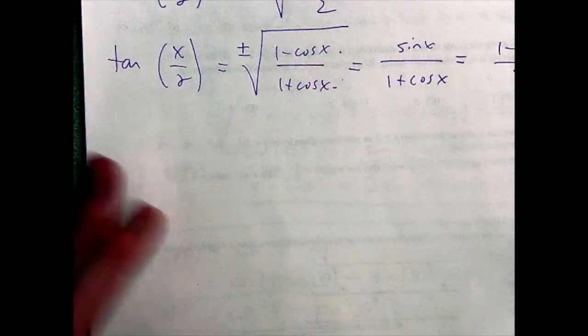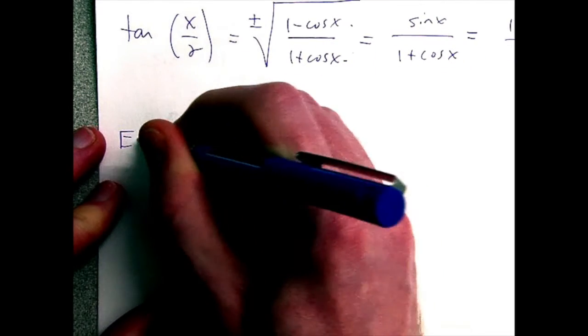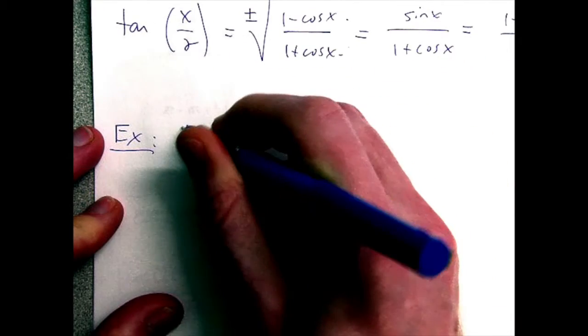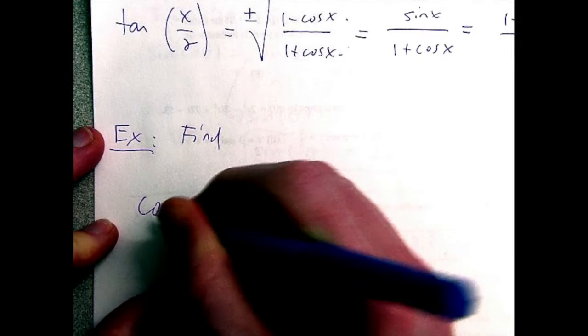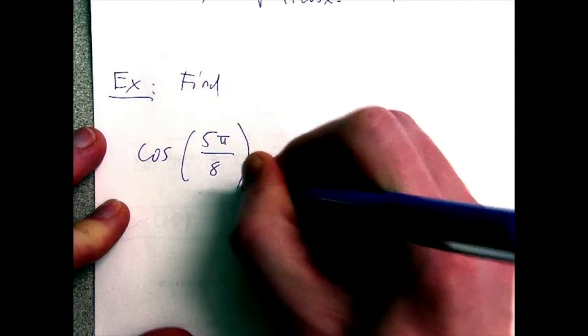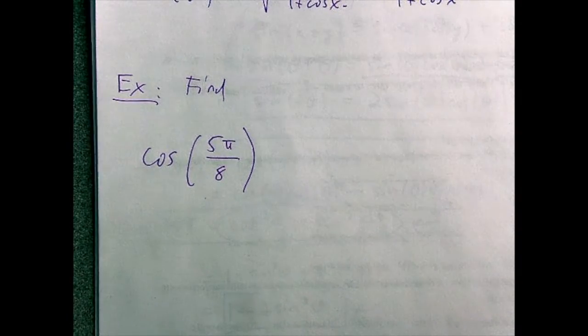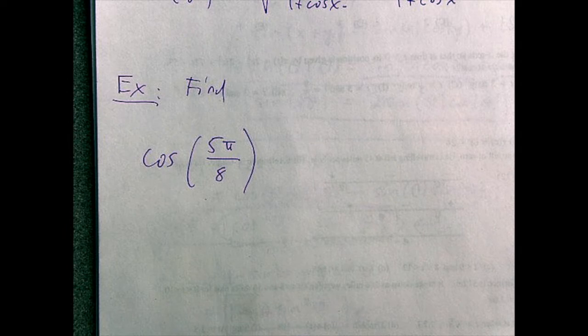Well, okay, so let's do just one example to show you how we can use these things. Let's find cosine of 5 pi over 8. Okay, now that is a brand new angle. 5 pi over 8 is not in the unit circle, and it cannot be written as a sum or difference of angles that are in the unit circle. So yeah, we really need one of these new formulas to find this thing.